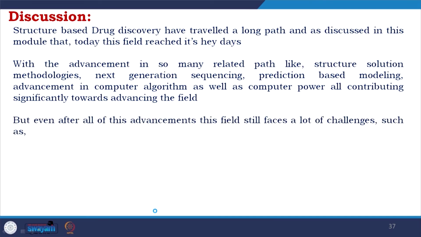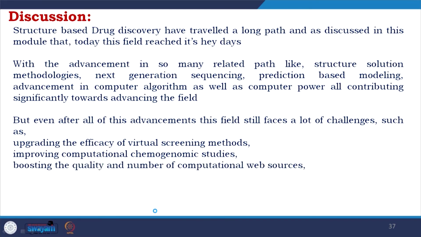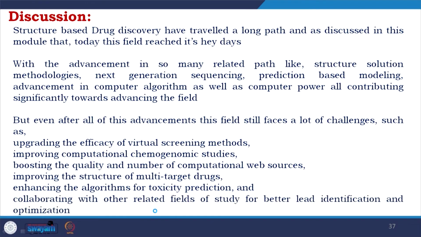But even after all of this advancement, this field still faces a lot of challenges, such as upgrading the efficacy of virtual screening methods, as we have discussed, improving computational chemogenomic studies, boosting the quality and number of computational web sources, improving the structure of multi-target drugs, enhancing the algorithms for toxicity prediction, the ADMETOX, collaborating with other related fields of study for better lead identification and optimization.